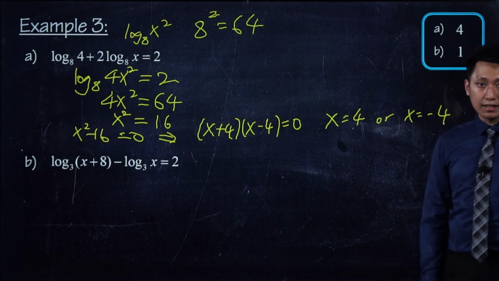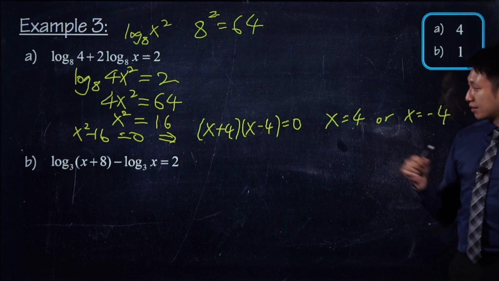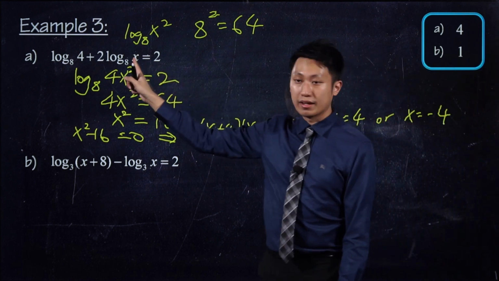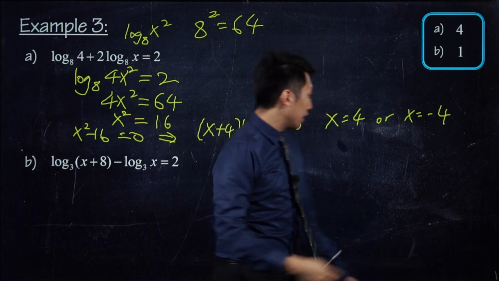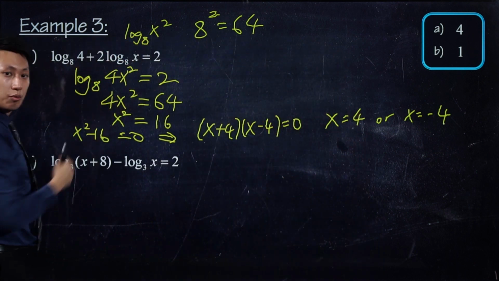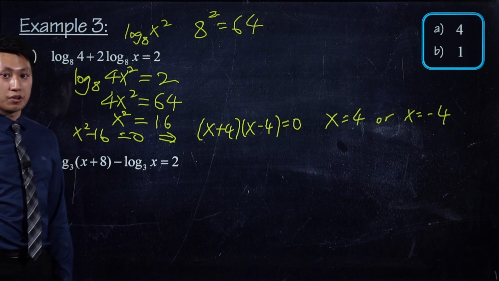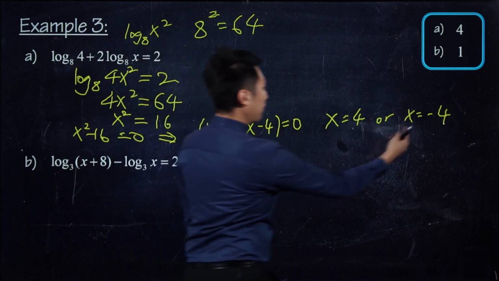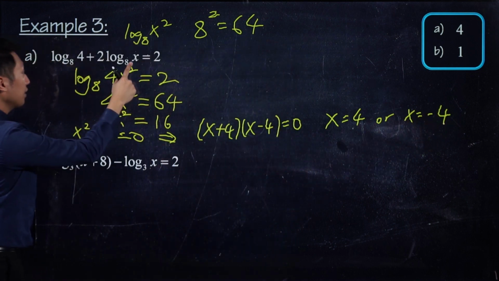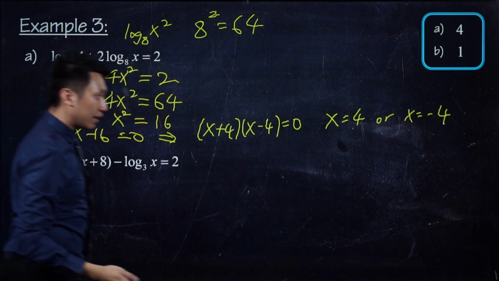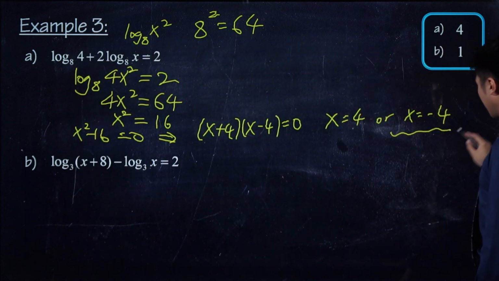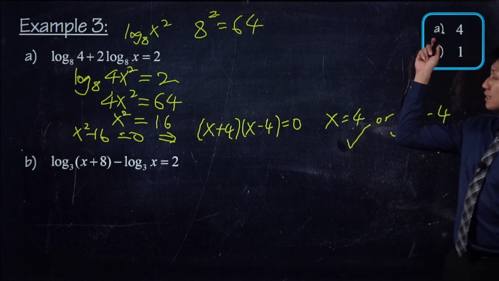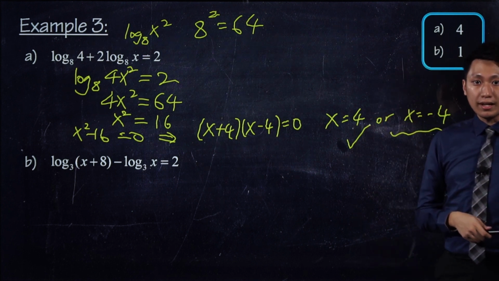Right? So you get this one. And if you get these answers, you have to substitute them back into the original equation. If you substitute 4 in here, will you get any problem? You won't, right? So that is fine. If you substitute -4 into here, then it's undefined. That's why this is not the answer. Only this one is an answer. So x is equal to 4. Okay, you're fine with that?